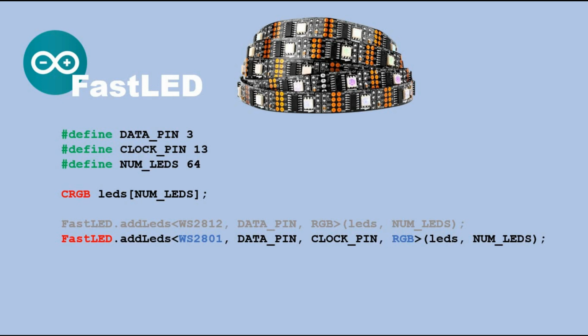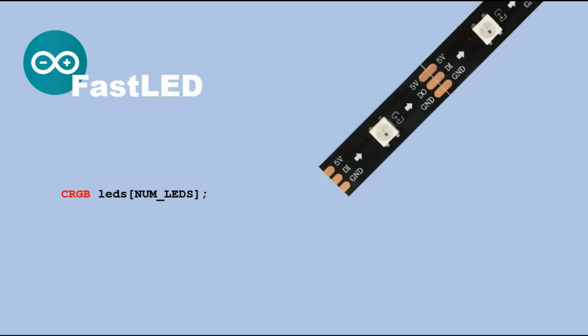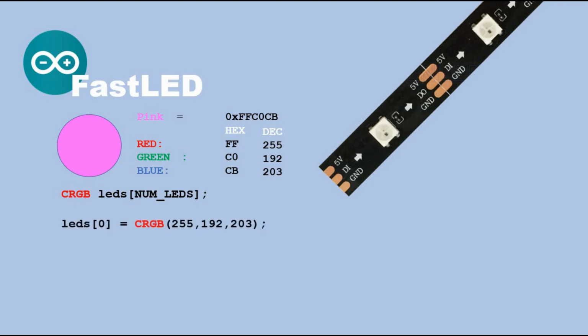So we have our LED table definition, and we have our LED strip. What do we have to do to light the first LED in the strip and make it pink? Here is the reminder of the 3 bytes representing RGB for that color. We can light the first LED pink in 4 different ways. The first one is to use the CRGB method, which will return the desired 3 byte combination and assign it to the first cell of the table.